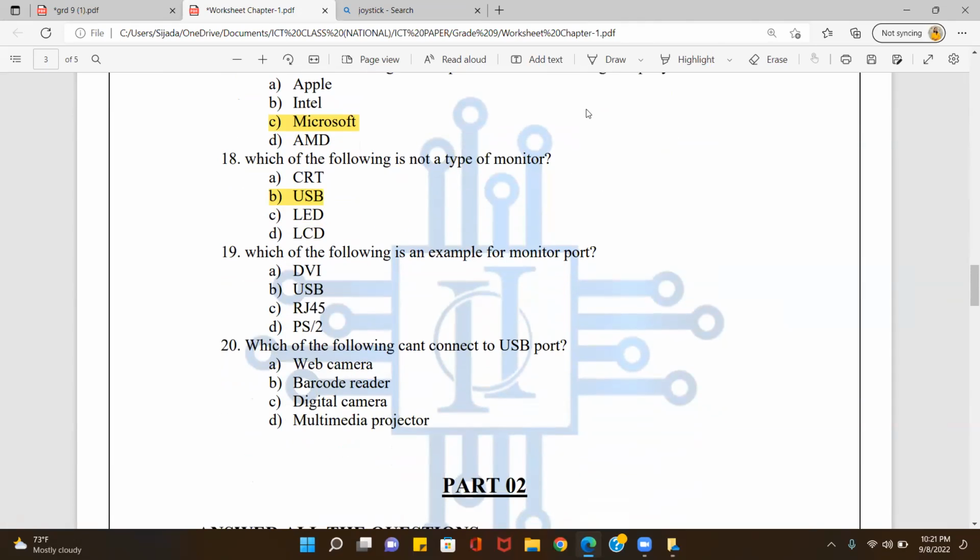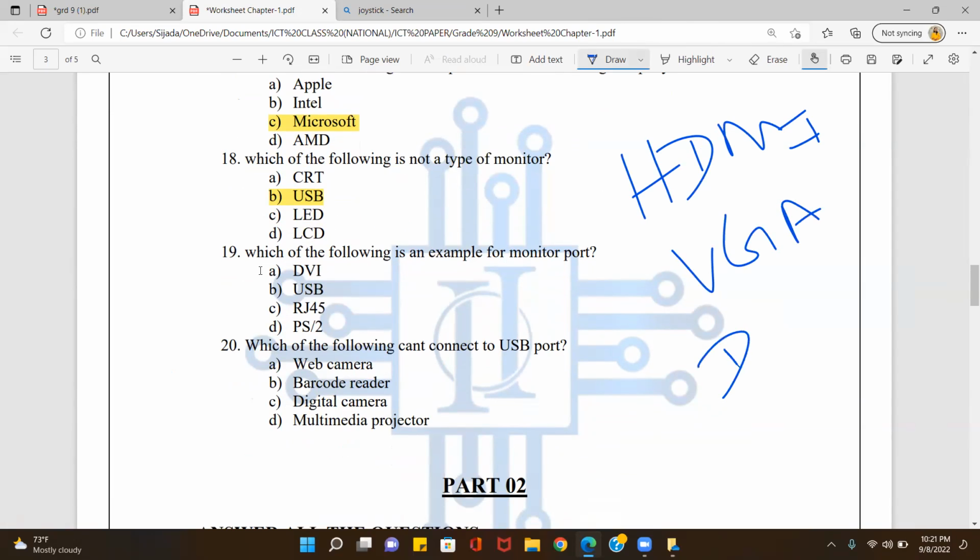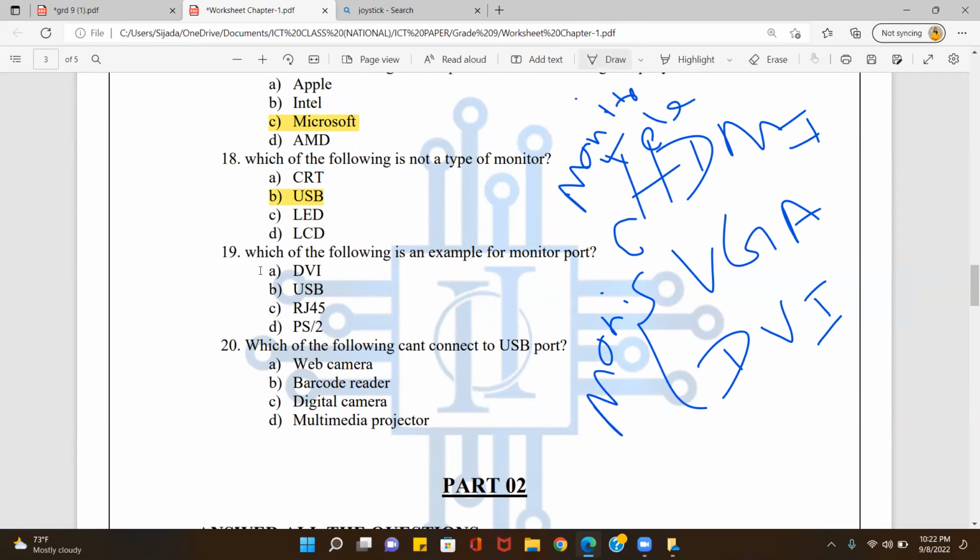Which of the following is an example for monitor port? Monitor port, there are three types. What are those? HDMI, VGA and DVI. In HDMI, you can connect a monitor as well as a television. Always remember this. In VGA and DVI, you can connect only a monitor.